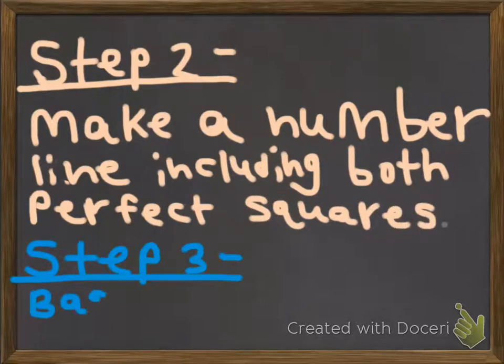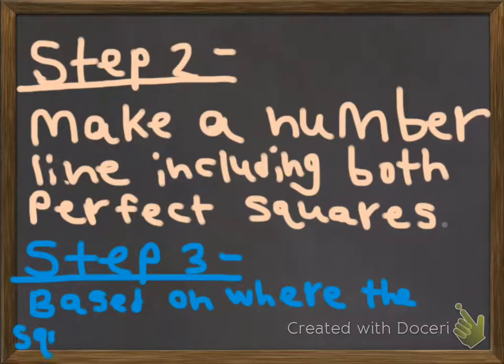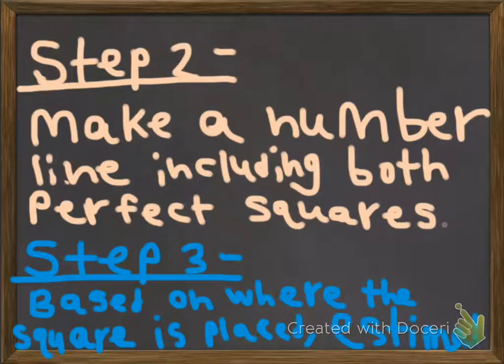And now finally, step 3. Based on where your squares are placed, you gotta estimate. As I did, I estimated square root of 10 would be 3.2. Of course, you could test it out by yourself by multiplying 3.2 twice. And once you have your estimate, you could use a calculator to find out the real answer. But before, you have to estimate. Once you're done estimating, you could use your calculator. Don't forget to have a calculator by you.